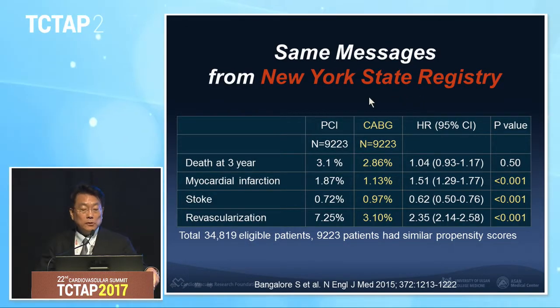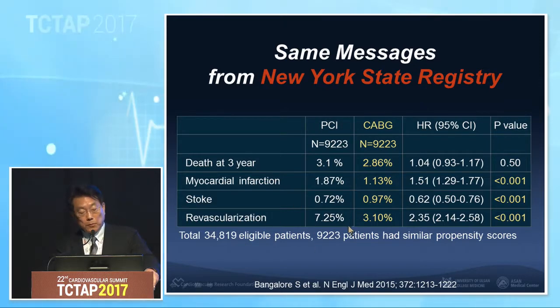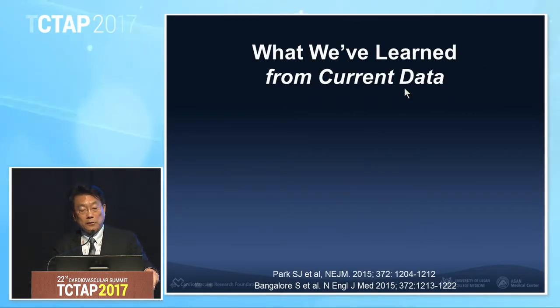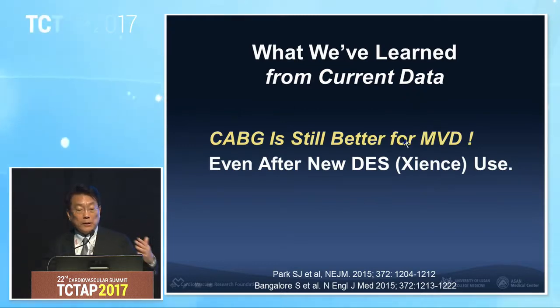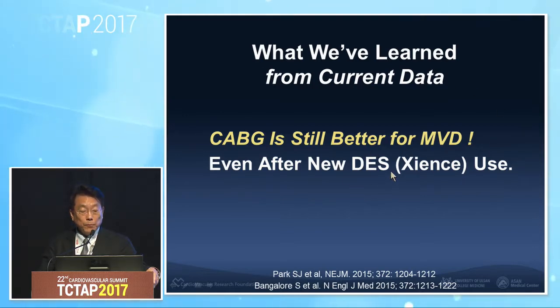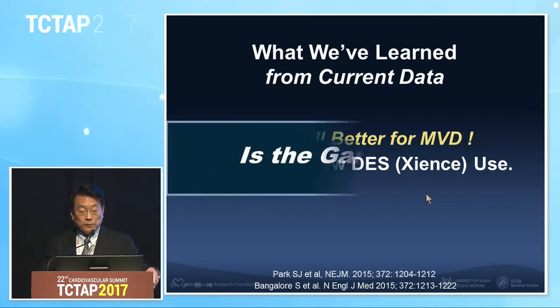Almost the same messages from the New York State Registry. Propensity match with the Xience, 9,000 cases, deaths, actually no difference between the two. Myocardial infarction is clearly higher in the group of the PCI. Stroke is higher in bypass surgery. Revascularization is higher in PCI. So we've learned from this registry data and the randomized study, CABG is still better for multivessel disease, even after the new drug-eluting stents we use, the Xience.